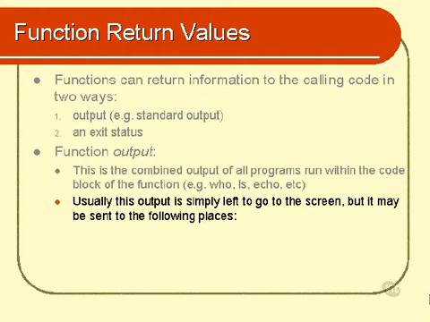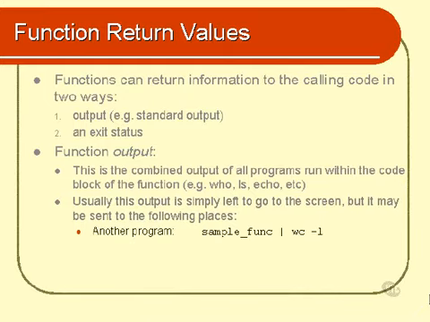Now these are all ways that you've seen before, just not in conjunction with functions. You could send the output of a function to another program, for example a filter like wc -l, just by piping it. So sample_func would be the name of a function, and theoretically that function would produce output. Of course you can also send it to a file. You can say sample_func redirected to file1.